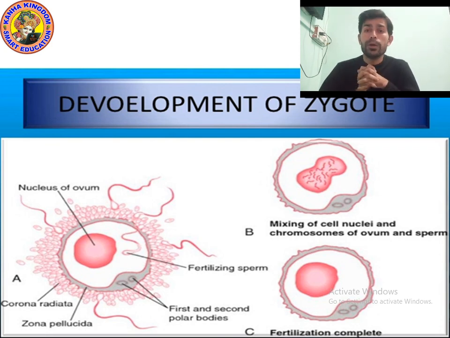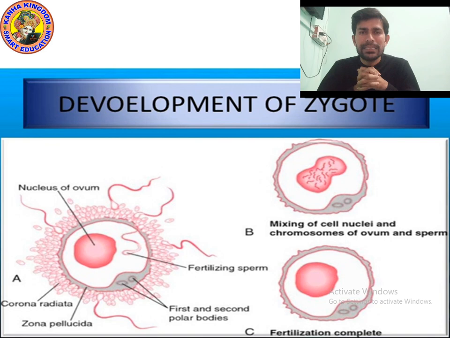So the head of the sperm reaches inside the egg, which contains a nucleus, and the nucleus has DNA and ribosome.